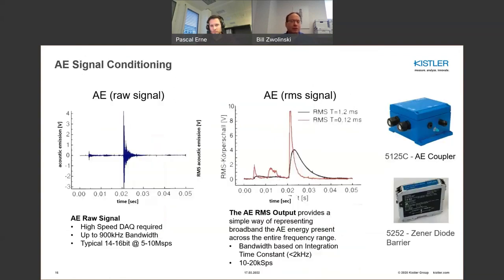This is another illustration of what the AE signal might look like. You've got a raw AE signal here, and then you also have the RMS riding on it. One is a short time constant, one is a long time constant, and you can see that the short time constant best represents the envelope of this raw AE signal. And you can see here that we need a 5 to 10 megasamples per second data acquisition sample rate, and on the RMS output, you can get away with 10 to 20 kilosamples per second easily.